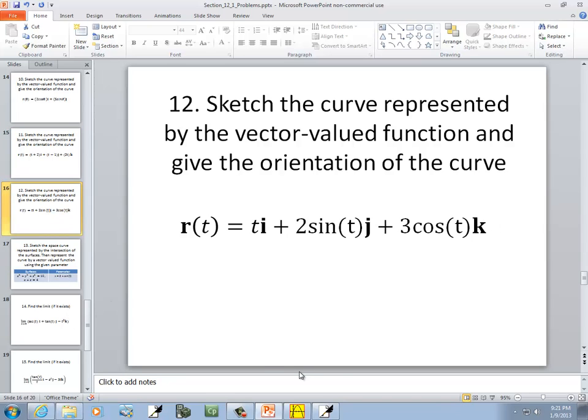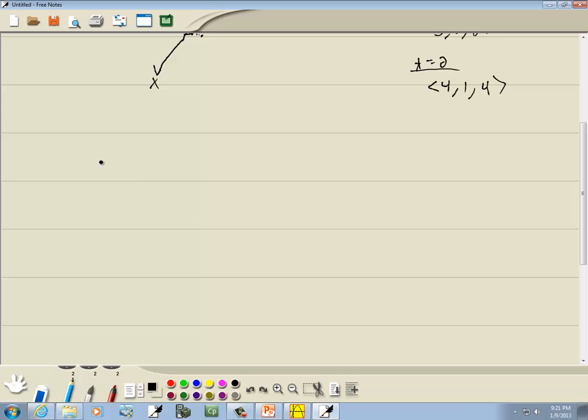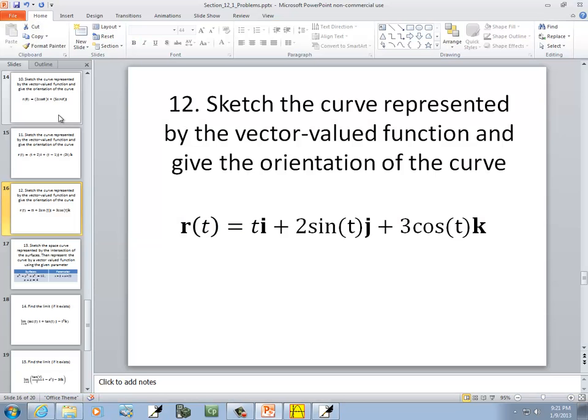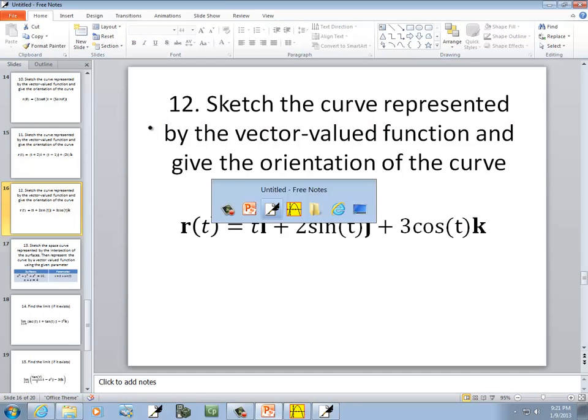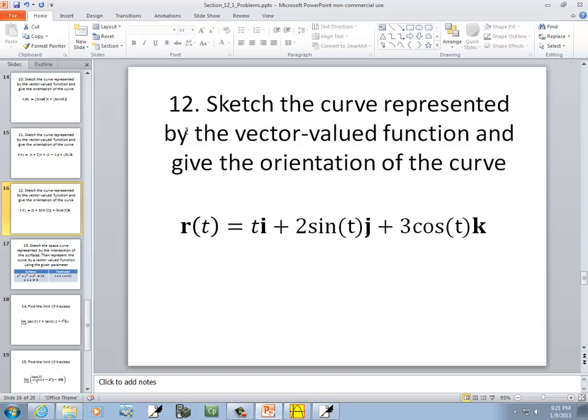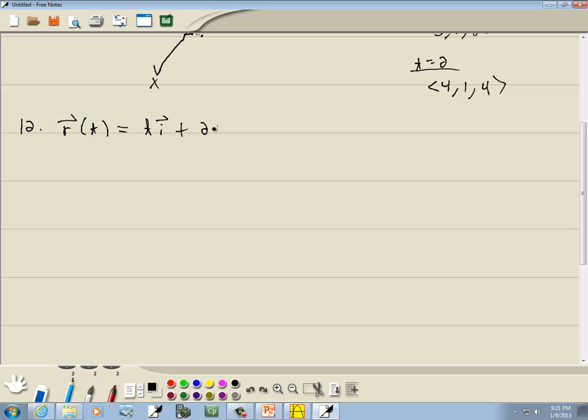Okay, let's look at this one. And we've already kind of seen this type. Not exactly this one. Because we're going to see, so you got t i plus 2 sine t j plus 3 cosine t k. Now notice there's different numbers in front of the sine and cosine. It's no longer going to be a circular pattern.